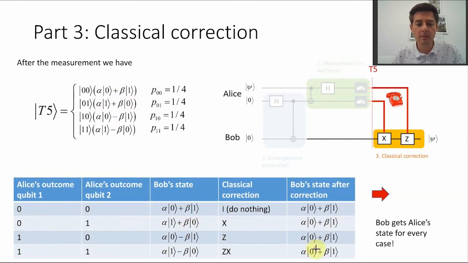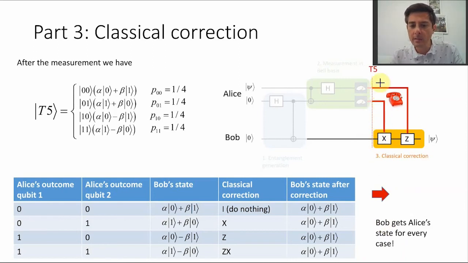We already talked about this one. That was the case in the last slide where we get rid of this minus sign on the 1. And this case here, alpha 1, beta 0, is like both of these two cases combined. In this case, we need to flip the bit so that it turns into that, and then we need to add a Z gate to get rid of the minus sign. After you do that, you will get the proper state. So for each of the cases, Bob will get the correct state so long as he does this correction.